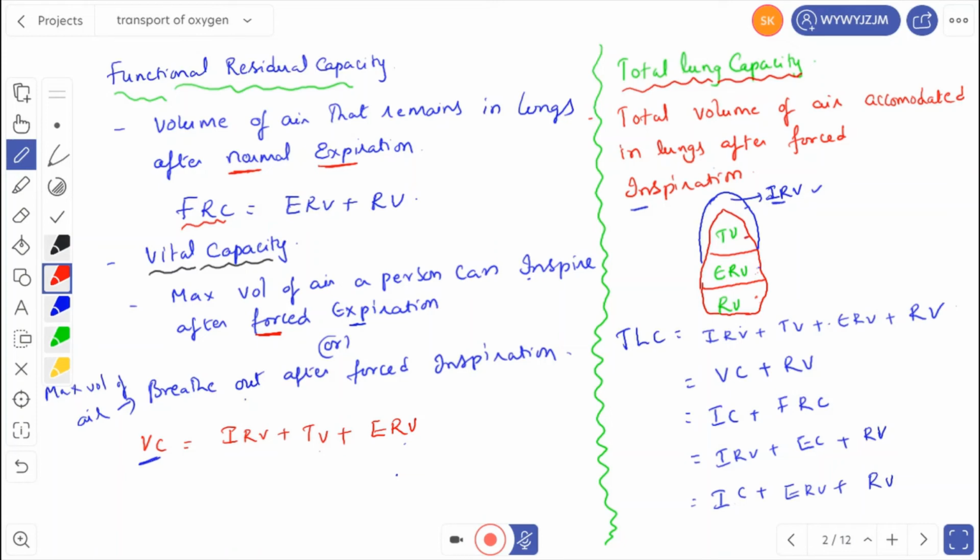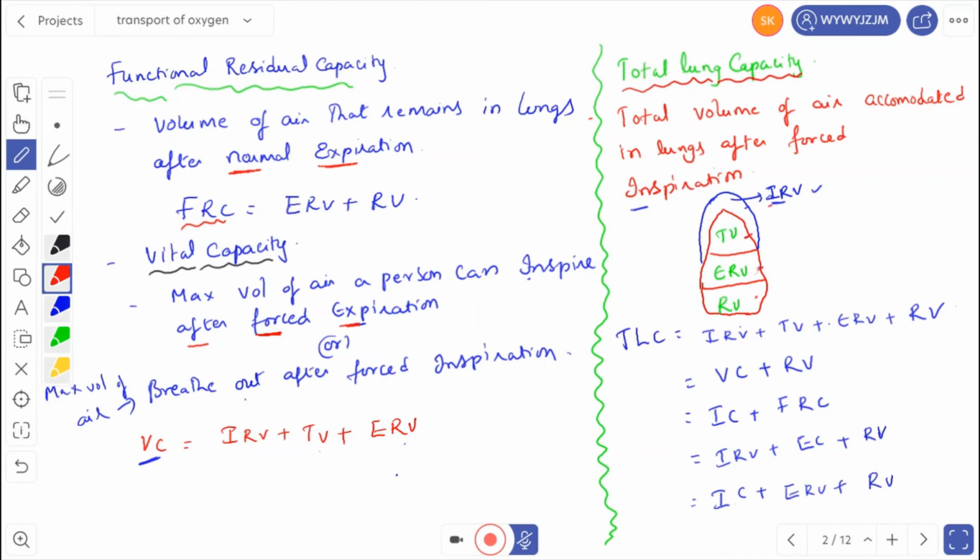The next one is vital capacity. Maximum volume of air a person can inspire after forced expiration. I'll explain this first statement. After forced expiration means you are sending out TV and you are sending out ERV also. So what is the maximum volume of air you can inspire after forced expiration? You can inspire ERV, TV, and also IRV. That is called vital capacity.